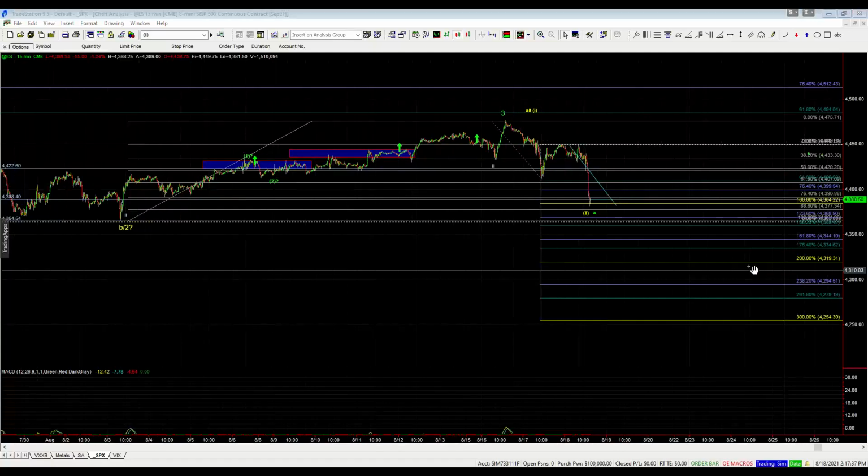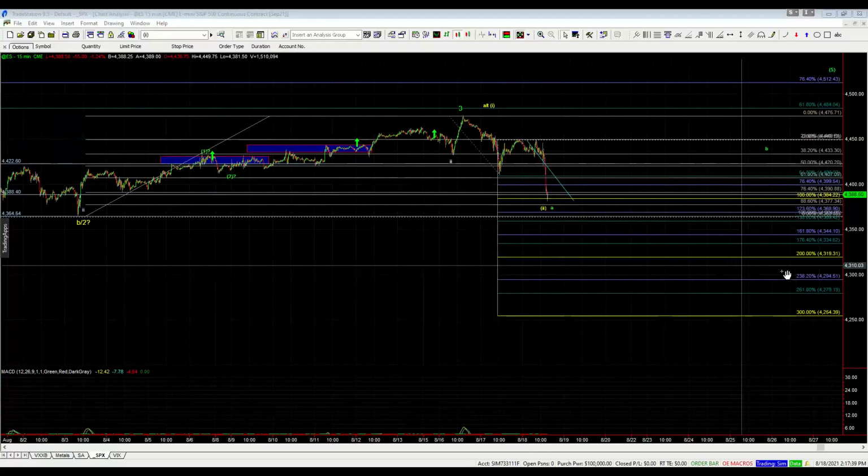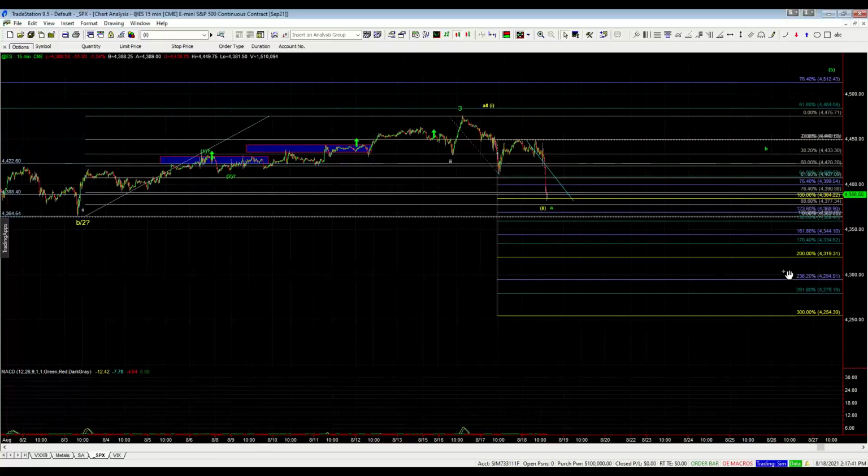Now, whether that's all of the wave 4, whether it's just part of the wave A, whether we're going to see a really sharp and deep C wave down, it's really unknown at this point in time. For short term, we just need to see what the structure looks like and where we bounce. Okay, that's the key.